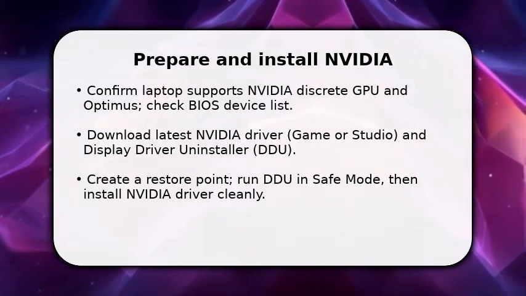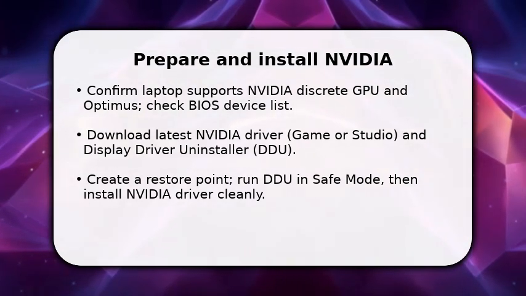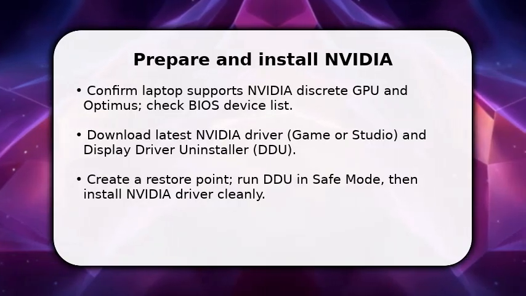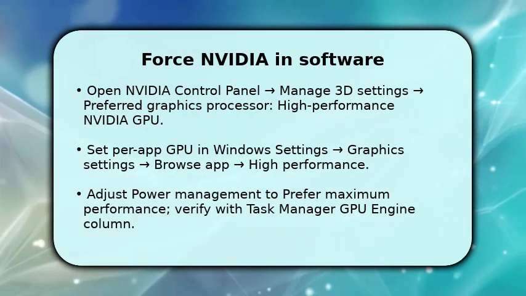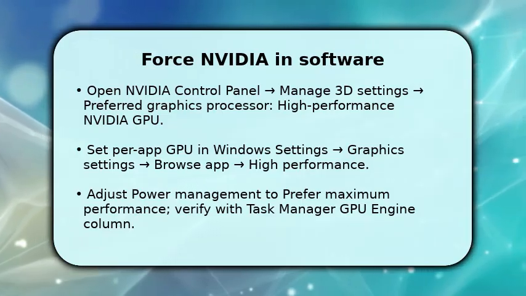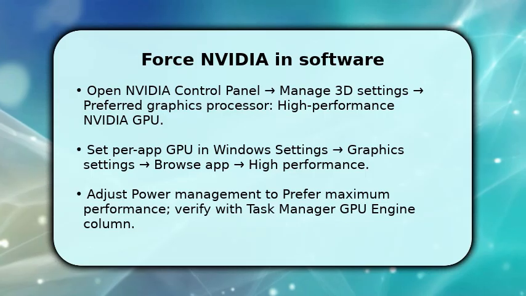Once the NVIDIA driver is installed, open NVIDIA Control Panel and set the global preferred graphics processor to high-performance NVIDIA GPU. This tells the system which card to prefer.